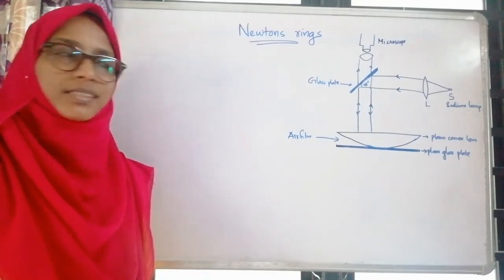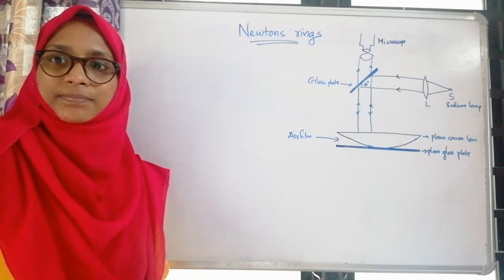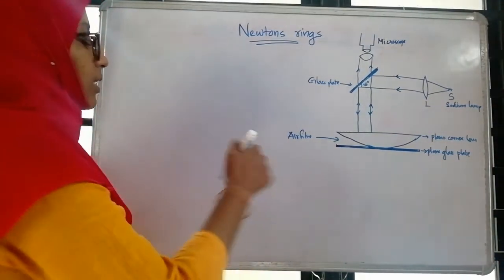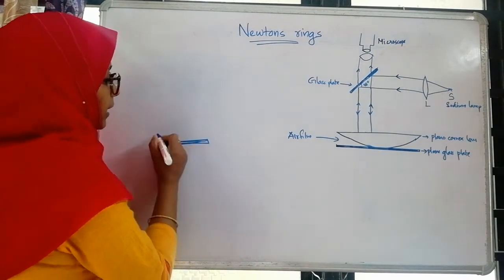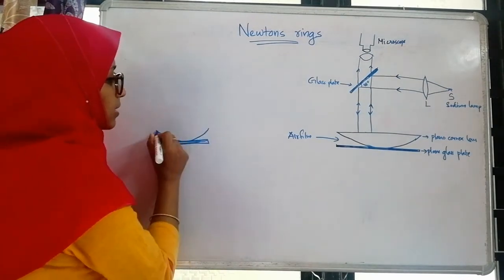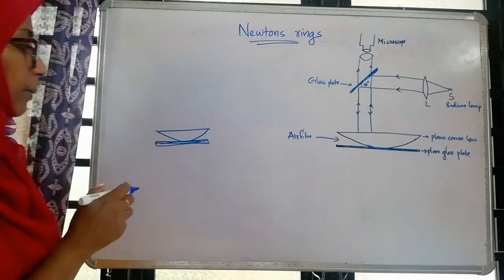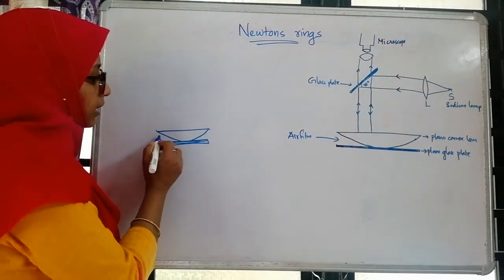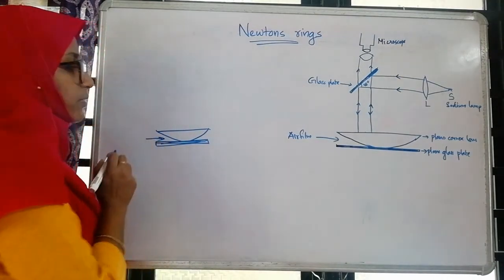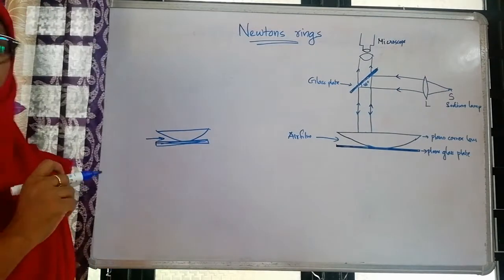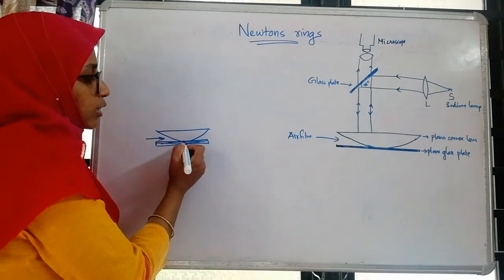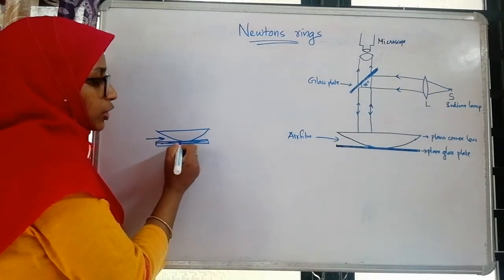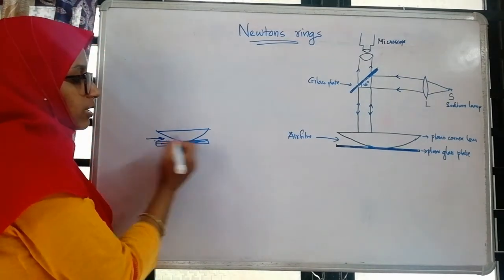We are going to discuss the topic Newton's rings. For the system, we need a plain glass plate, and a plano convex lens is to be placed above this glass plate. Then an air film is formed in between these two equipments, and the thickness of the air film is 0 here, and it will be increasing as it moves to this side and this side.